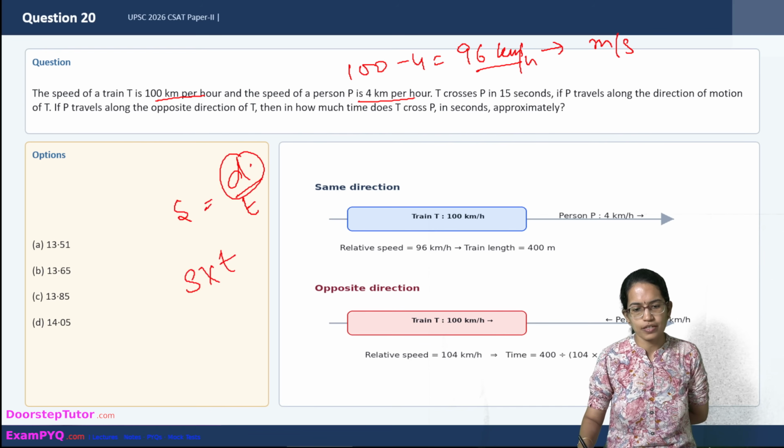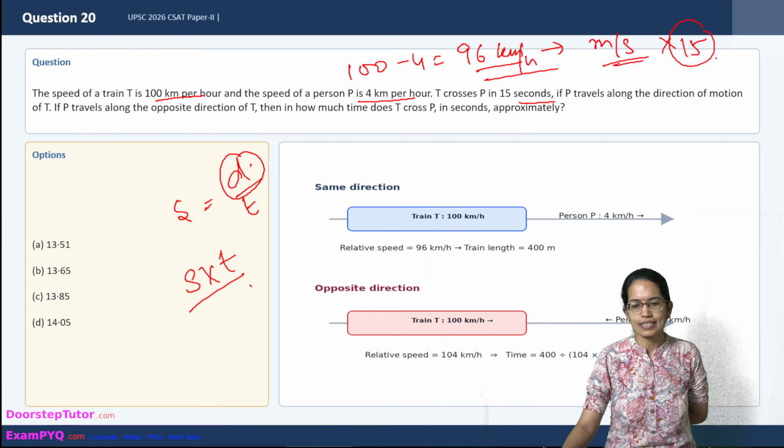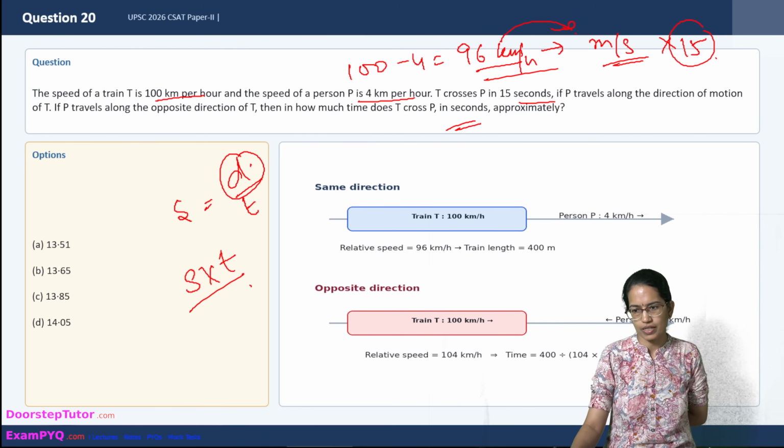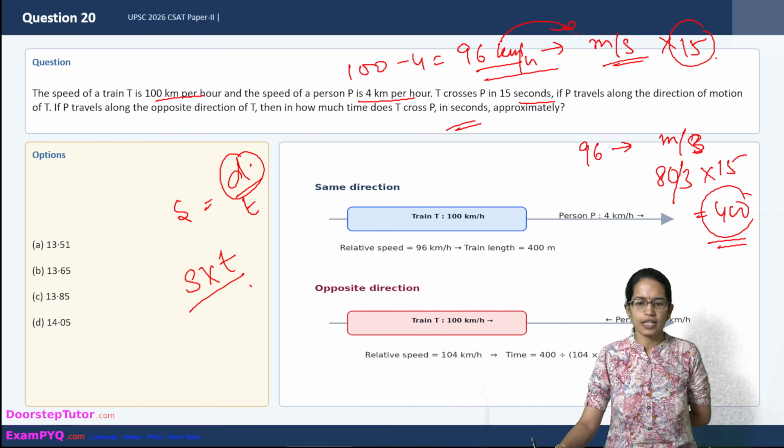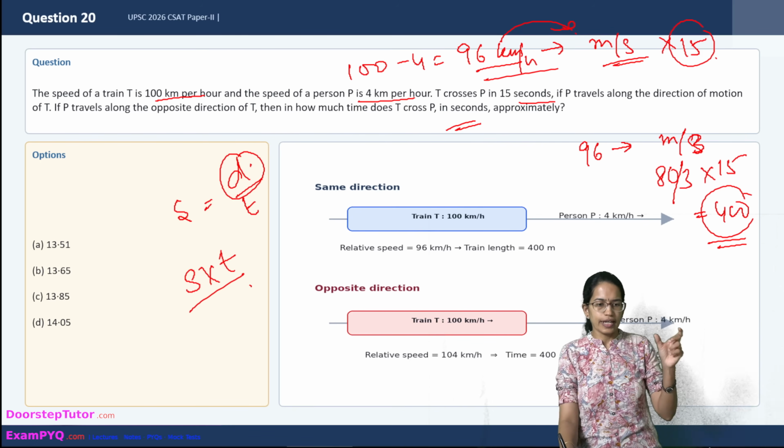So that is the speed into time. I have the speed, which is in meter per second. I multiply it with the time, which is 15 seconds. The value is finally in seconds, so I have to take this kilometer per hour into meter per second. So when I take 96 into meter per second, it becomes 80 by 3. Now 80 by 3 into 15, that is 400. Now the length of the train is 400. So I know the length is 400.